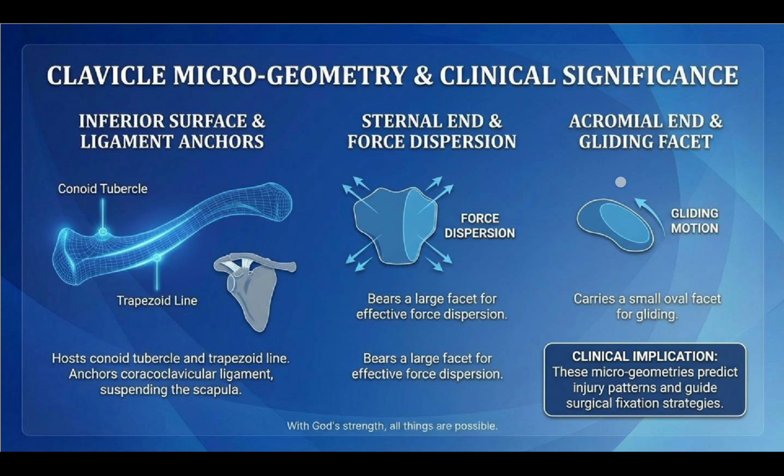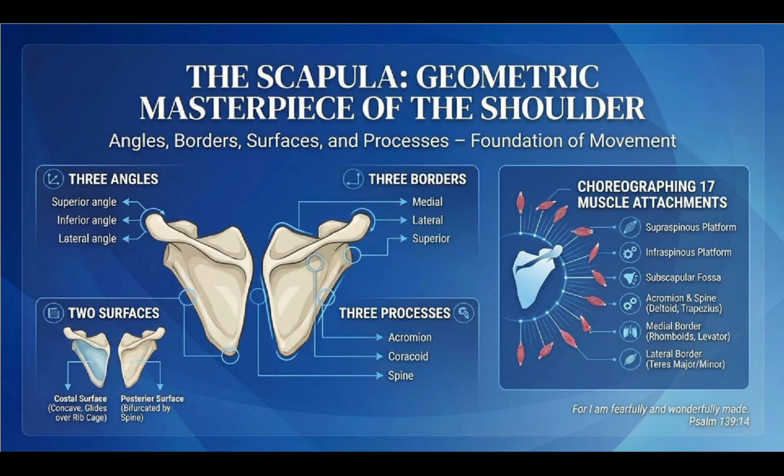Now, we have the acromial end or the gliding facet. So what does it do? It carries a small oval facet for gliding. So the acromial end, which helps form the acromioclavicular joint, has a facet at the edge of the clavicle and at the medial edge of the scapula. So the clinical implication is that these microgeometries predict injury patterns and guide surgical fixation strategies. Now let's talk about the scapula.